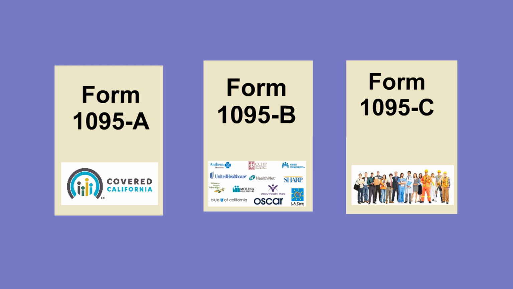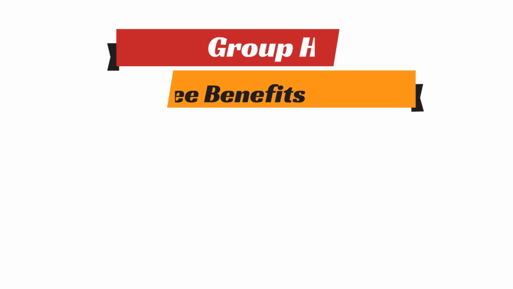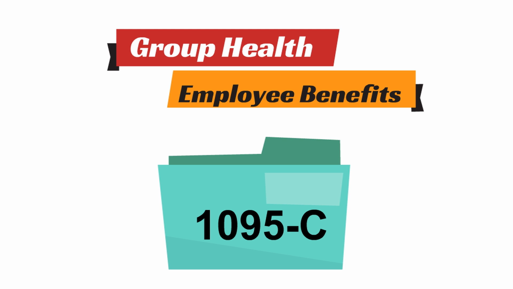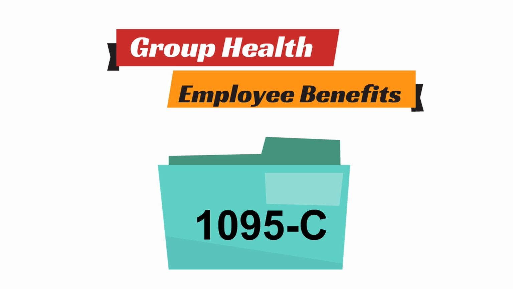What is the Form 1095C? If you had health insurance coverage sponsored by your employer, or if you were enrolled through a group health plan at work, then your employer will send you this form as proof that you had health insurance for that year. This document will have such information as who was covered and when.